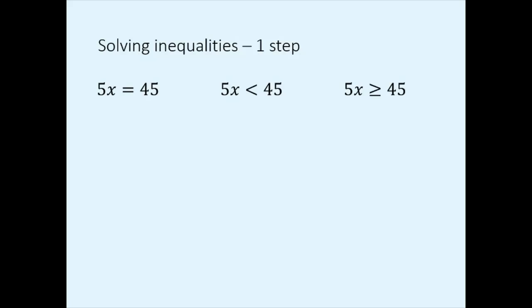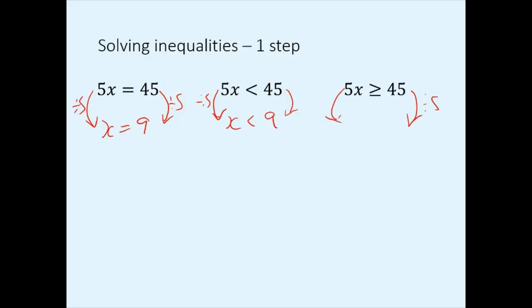This might look a bit intimidating. It might be a little bit more difficult for you to understand what to do, but it's more or less the same as solving equations. Here, for example, if I've got 5x, I'm going to divide by 5 each time, which means that x is equal to 9. Here, I've got 5x is less than 45, but I'm still going to do the same thing. I'm still going to get 1x, which is less than 9. And the final one, I'm still going to do my divide by 5 on both sides, and get me x is greater than or equal to 9.